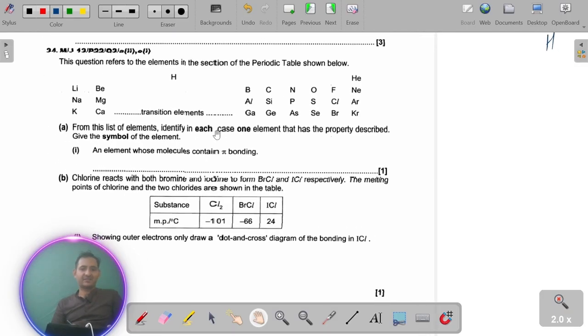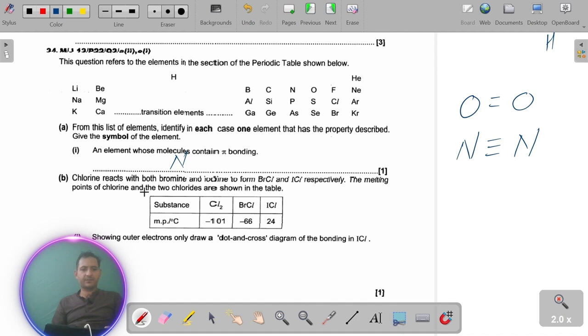The question refers to the elements in this section of the periodic table shown below. From this list of elements, identify in each case one element that has the property described. Give the symbol of an element whose molecule contains a pi bond. A pi bond is in O2, we know. Pi bonding is possible in oxygen to oxygen. When nitrogen is making bonds, there is a possibility of a pi bond as well. So I'm writing nitrogen; more accurate is nitrogen. Okay, an element, so nitrogen I'm writing. You can even check the marking scheme.